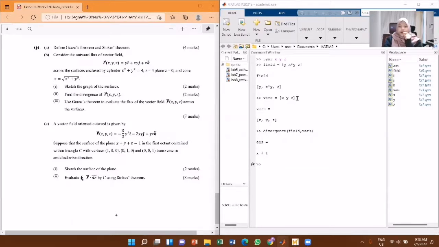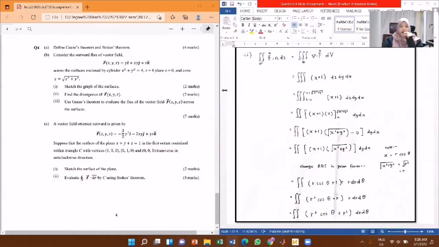So I use MATLAB. First we declare x, y, z, and then fill in the value for each vector, and then vars is the variable which is x, y, z. To get the divergence we just declare divergence, f comma vars, and then we get the answer, which is x plus 1 for the divergence of vector f. Next question is to evaluate the flux of the vector field by using Gauss theorem.